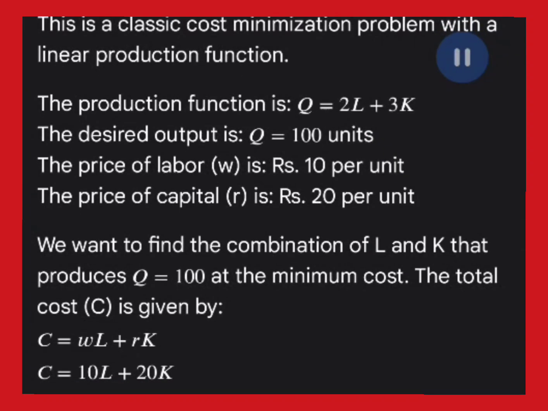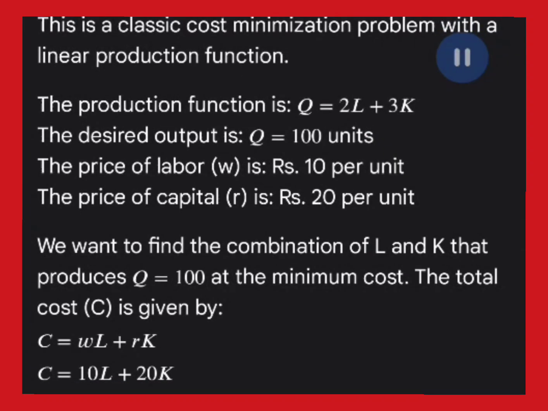This is a classic cost minimization problem with a linear production function. The production function is Q = 2L + 3K. The desired output is Q = 100 units. The price of labor, W, is 10 rupees per unit. The price of capital, R, is 20 rupees per unit.